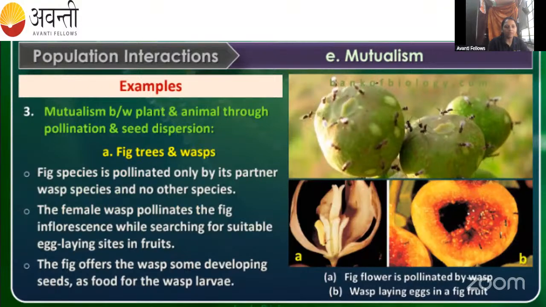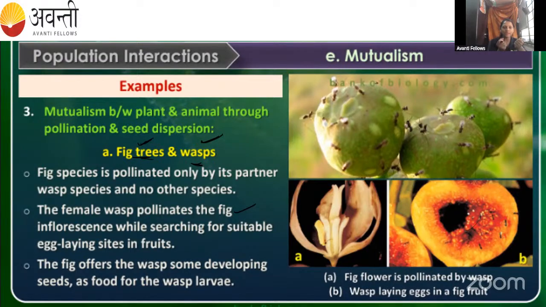Then another example for this is the fig tree and the wasp. The fig is going to be pollinated only by the wasp here. So what will happen? The fig flower is going to be pollinated by the wasp. Then the fig is going to give a place for laying the egg of the wasp, and it will give food for the wasp larvae also. The wasp larvae also, it is going inside. Have you seen this fig, guys?